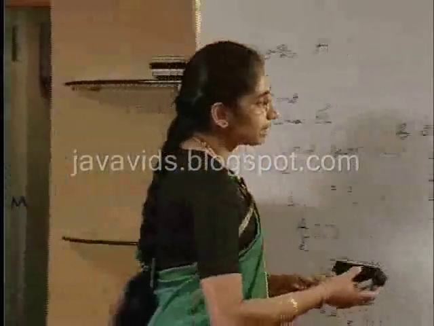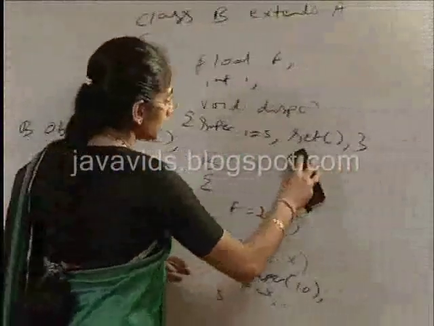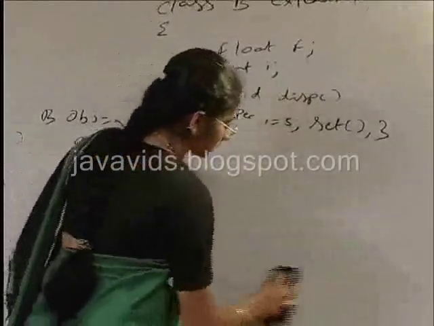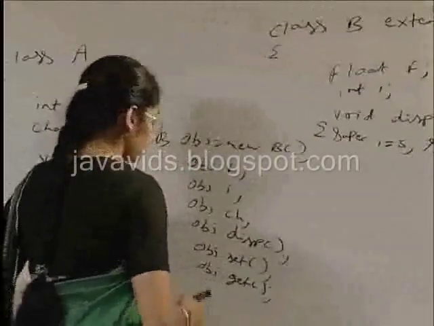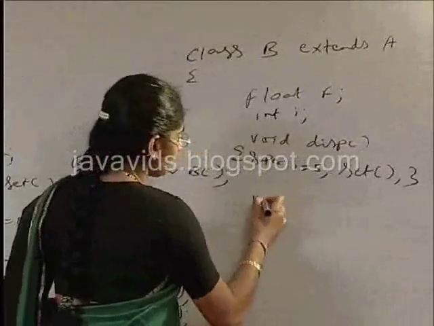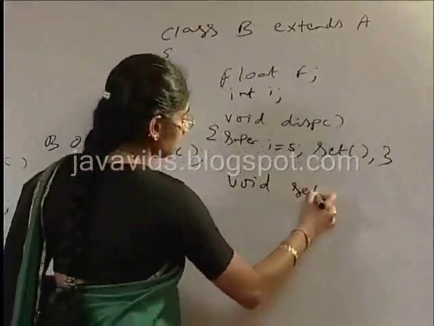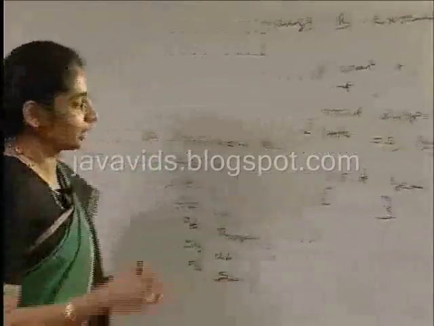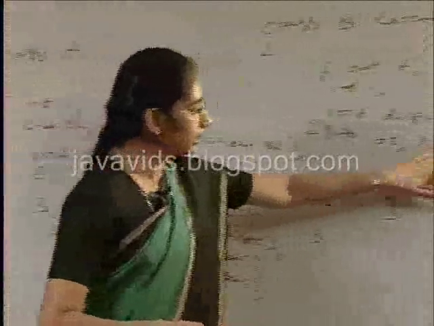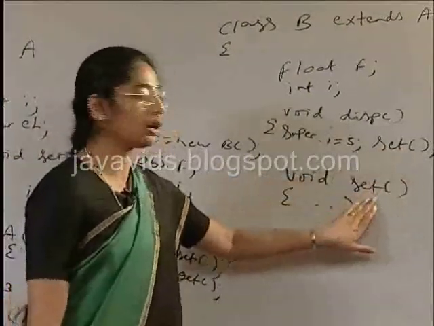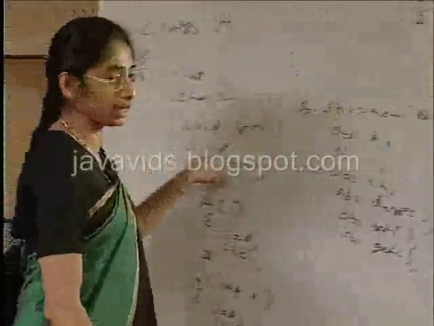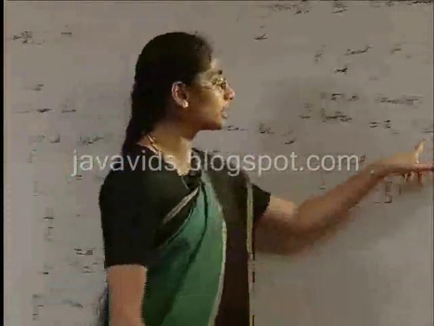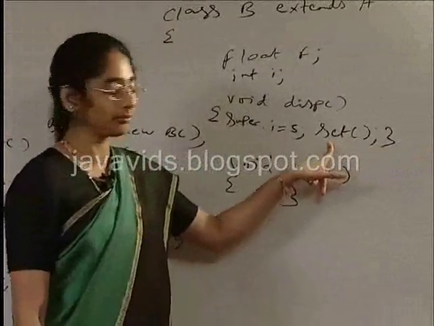Similarly, methods can also be specified in the child. The same method can also be specified in the parent. Now let's say we also have void set here in the child class. Now when we call set here, it will call the set of the child and not the set of the parent. If you want to again access the set of the parent, you need to say super dot set here, right?